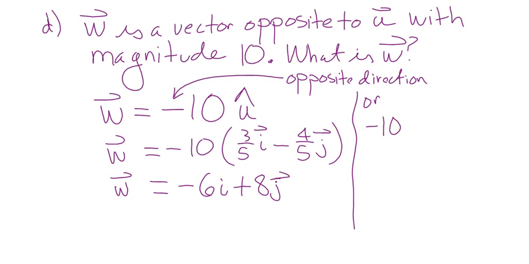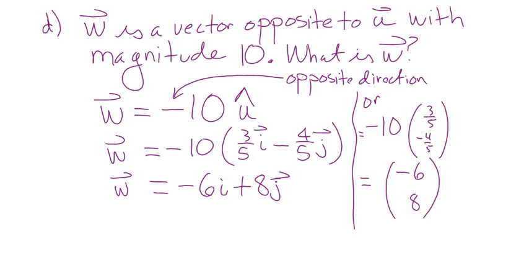Or it's negative 10 times, and we can now use column vector. So that's 3/5, negative 4/5, which is equal to the exact same thing, negative 6, 8. They're the same, but they're different representations. One is algebraic, one is a column vector. You've got to get used to both. So the more you see both, the more you know.